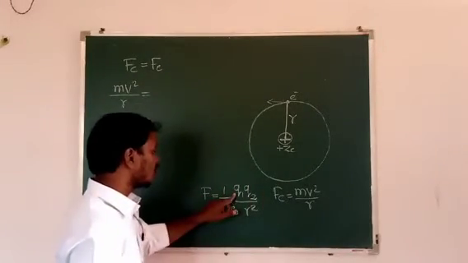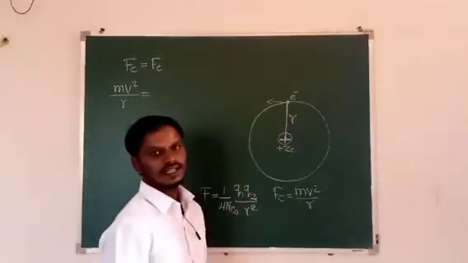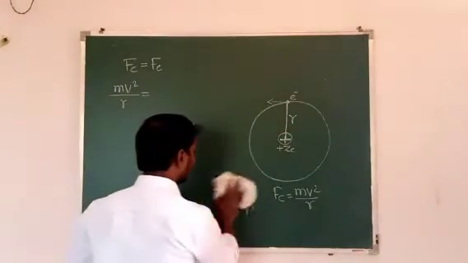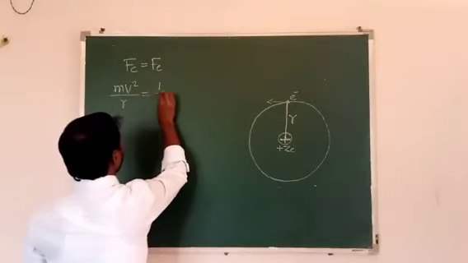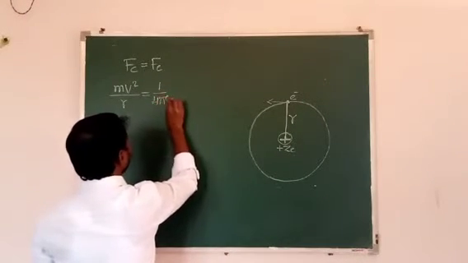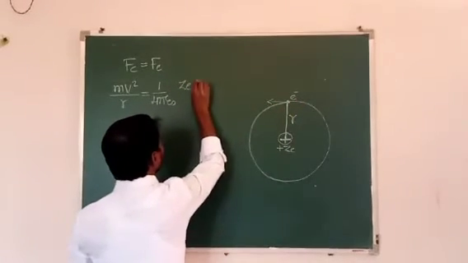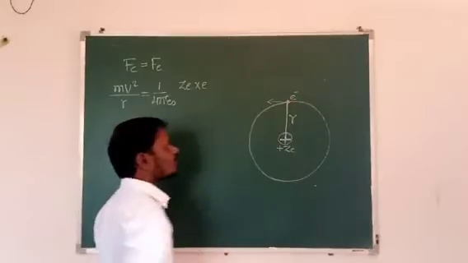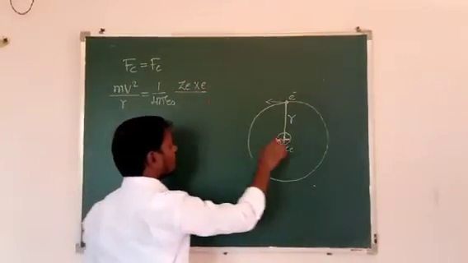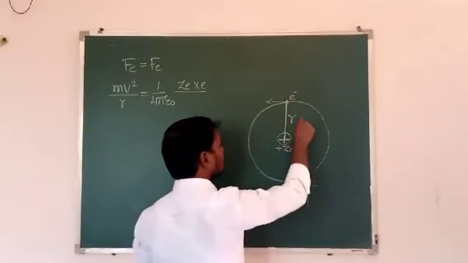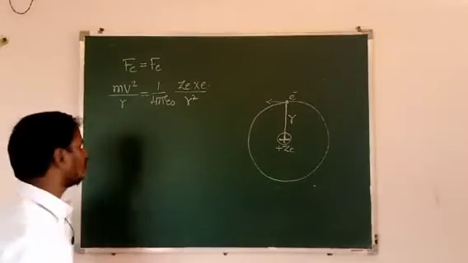Okay. Q1 is nothing but the charge on the nucleus. Q2 is nothing but the charge on the electron. I will write this as 1 by 4 pi epsilon naught. Charge on the nucleus is Ze and charge on the electron is e, because the charge on an electron is e, divided by the square of the distance between the electron and nucleus, that is r square.